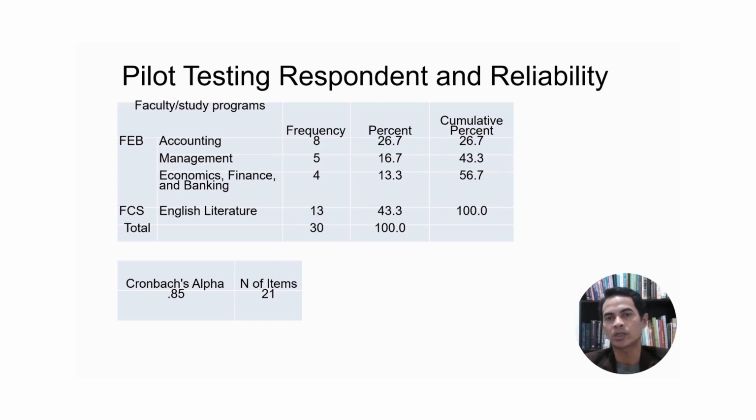I think I got good enough respondents. I think 30 respondents for my pilot testing, and this pilot testing tries to accommodate students from different study backgrounds, from accounting, from management, from economics, and also from English literature. And the reliability, I think I got good reliability. It's 0.85 with 20 items, and I think this is enough. This is good enough, and I think this skill can be applied to measure students' perceptions, attitudes and intention, or behavior toward EMI.